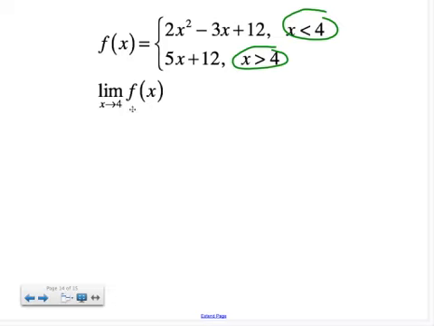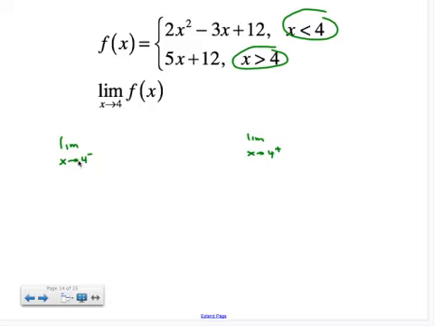So remember that if a full limit exists, that means that the two one-sided limits have to be the same. So when you have a piecewise function and the limit that's being asked for is at the breakpoint, you need to split it into two different limits. The limit as x approaches 4 from the left, and the limit as x approaches 4 from the right. Now, which part do we use?